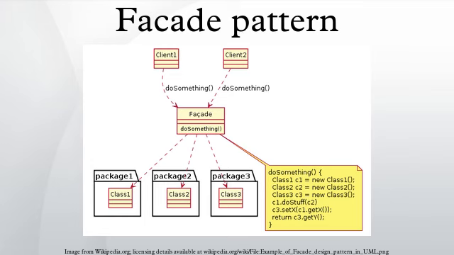Structure. Facade. The facade class abstracts packages 1, 2, and 3 from the rest of the application. Clients. The objects are using the facade pattern to access resources from the packages. Example. This is an abstract example of how a client interacts with a facade to a complex system.